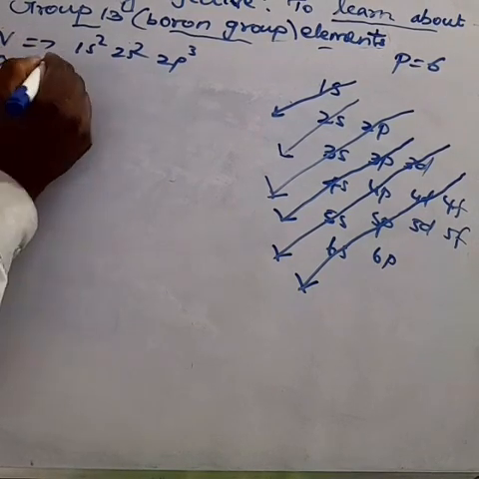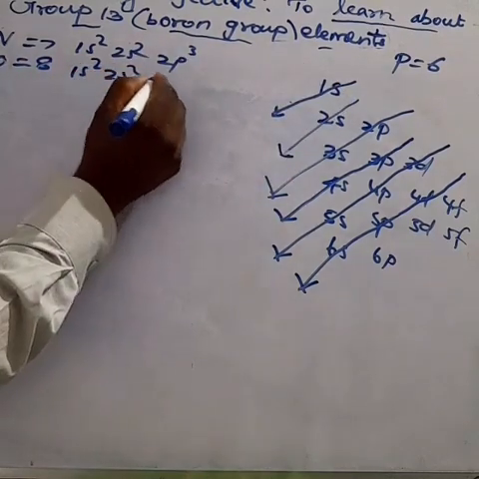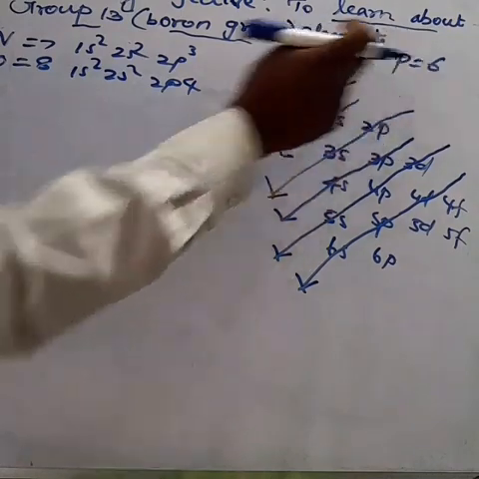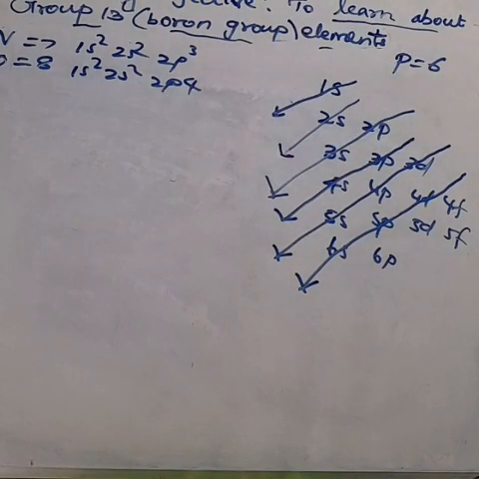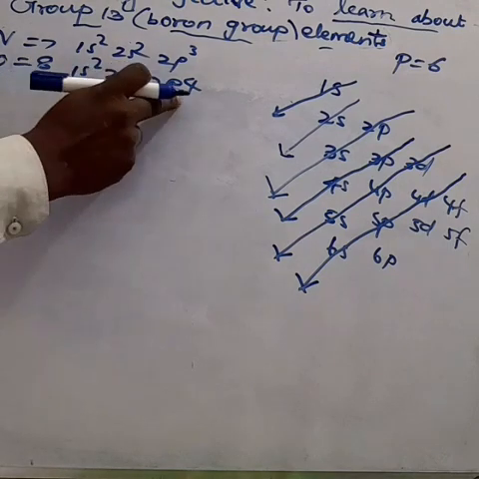What about oxygen? How will you write the oxygen? 1s2, 2s2, 2p4, because the maximum number of electrons in the p subshell is 6. Up to 6 we can accommodate in the p subshell. After finishing the p subshell, we enter the next one. Am I right? Yes or no? The electronic configuration is 1s2, 2s2, 2p4.